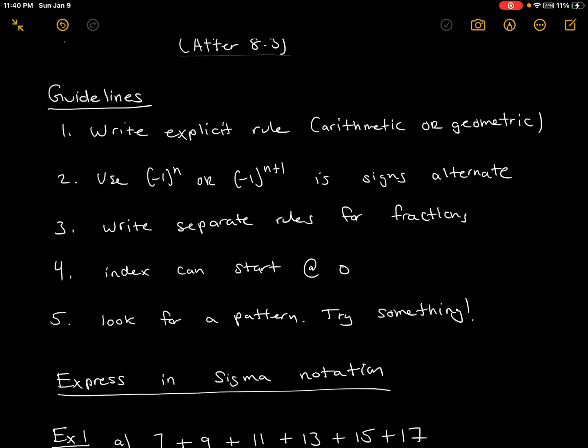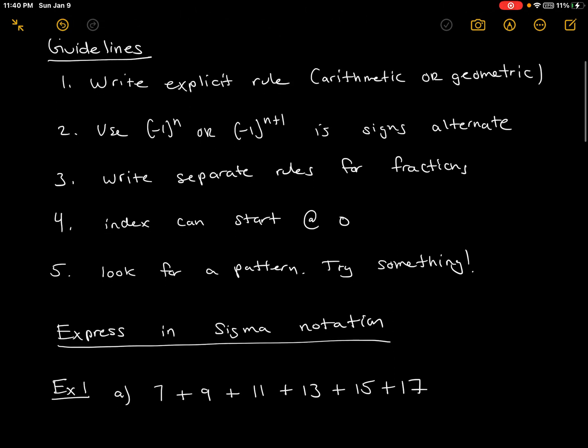And if you have a fraction, you can try splitting up the rules for the fractions. And keep in mind that the n value doesn't always have to start at 0, okay? N can start at 0 or 1. And the very last thing, if all else fails, is look for a pattern, anything, okay? Perfect squares, perfect cubes, factorials. This is probably the hardest one, okay?